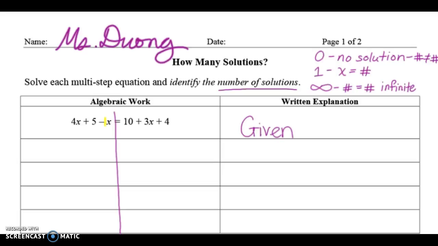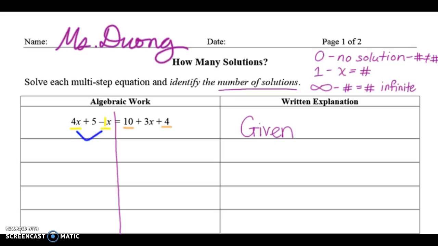Remember, the first step is always the given. I'm going to insert a little 1 in between the minus sign and the x to represent that as a 1x. I'm underlining 4x and minus 1x because they are what kind of terms?